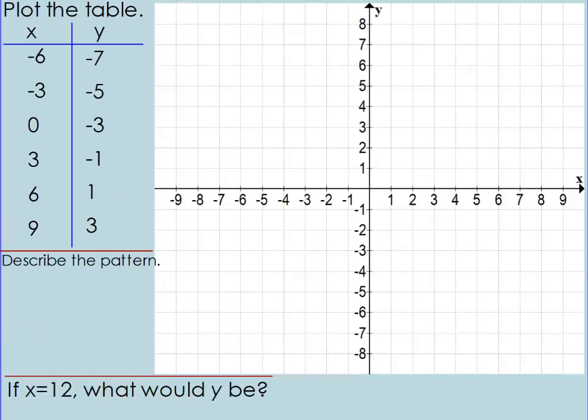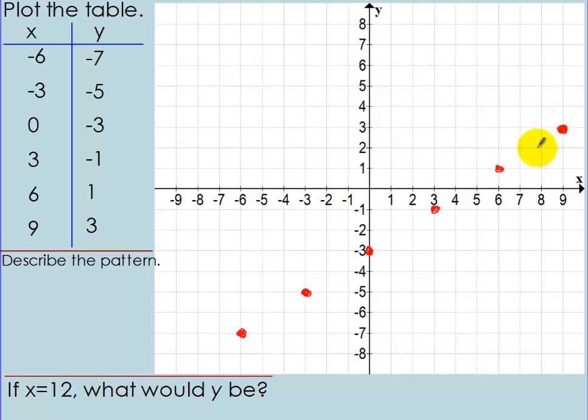So this last example here, I want you to draw this out, maybe pause the video. All right? Write this in your notes and have a nice sketch here. I want you to plot all these points. So that's what I'm going to do right here. Starting with -6, -7. So going down -6 and going to -7. -3 and -5. So x is -3, y is -5. 0, -3. 3, -1. 6, +1, and 9, +3.